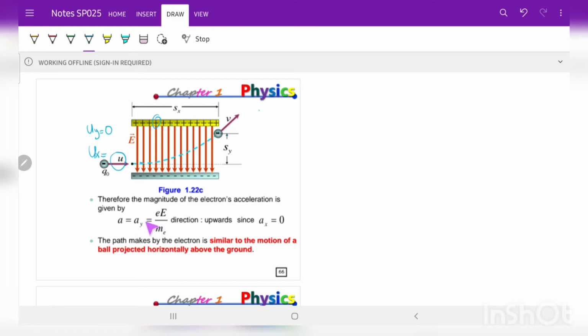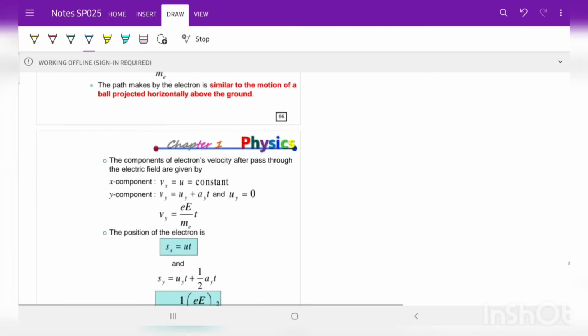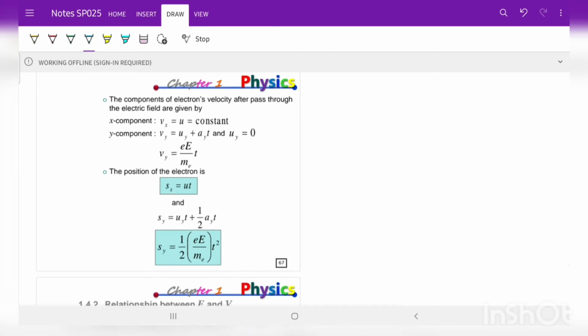So from the previous formula for a, ay equals to eE over m. E here is the electron charge, it just replaces the Q from the previous formula. Same thing, E or Q. Since ax equals 0, the path is similar to a projectile projected horizontally above the ground, or half projectile motion. So let's look at each component there.